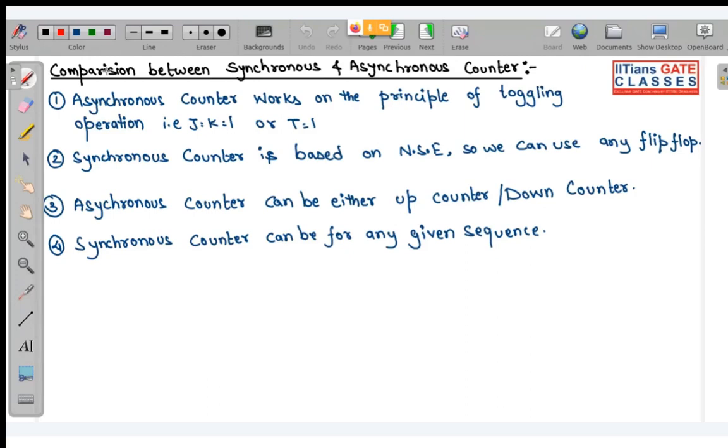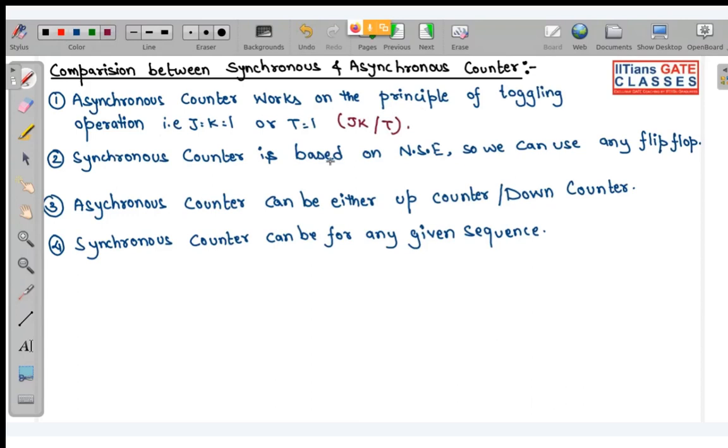So asynchronous counter works on the principle of toggling operation always. And toggling happens in two modes only. One, in JK flip-flop when the input is 1 for both J and K, and in your toggle flip-flop when the T input is 1. At that time we have toggling operation. So in asynchronous counter, you are always going to see either JK flip-flop or T flip-flop.